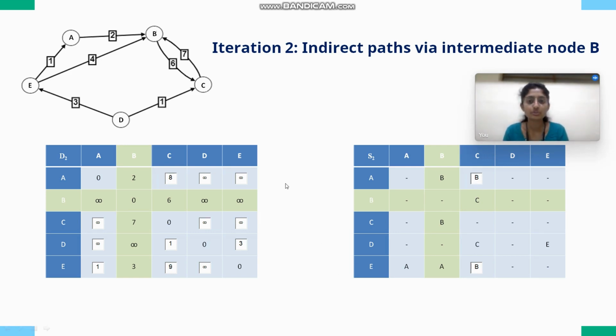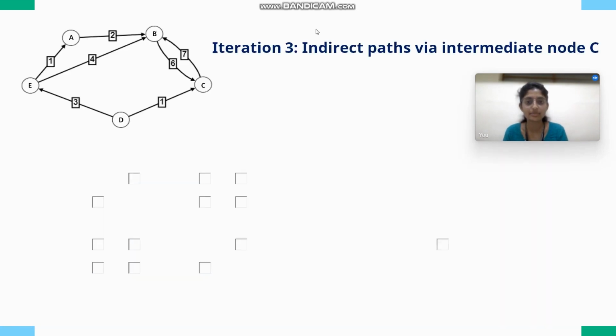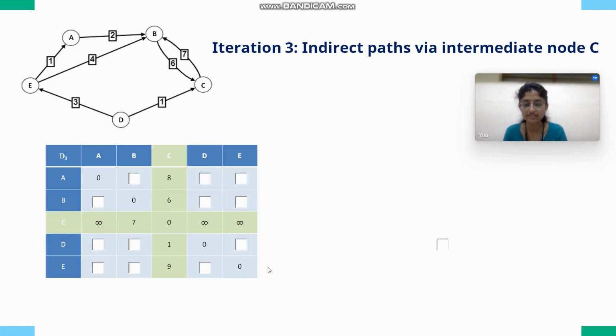Further, we'll go to the next iteration, that is the indirect paths via the intermediate node C. For this, we have the distance matrix like this. Now C has become the pivot column and the pivot row. We will see what happens to the other entries. We can solve them one by one. I already have the solved entries. This continues to be infinity. Even this continues to be infinity.